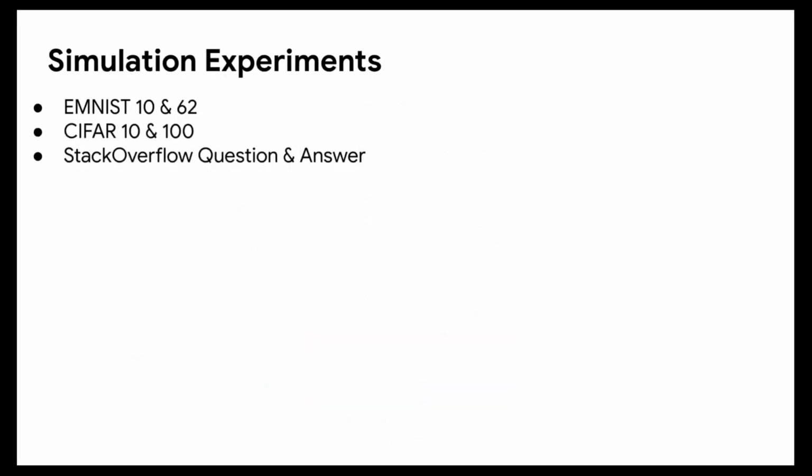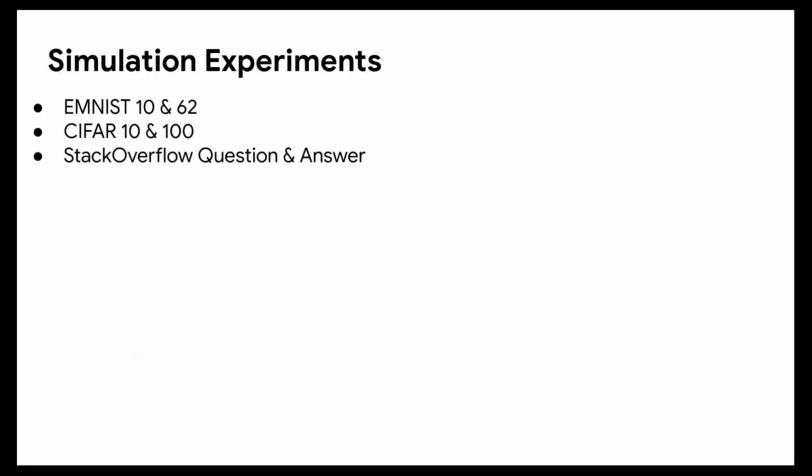Let's look at more simulation experiments. We have 3 data sets. For each data set, we have 2 modes, and we have periodic distribution shift from one mode to another mode based on a smooth transition.